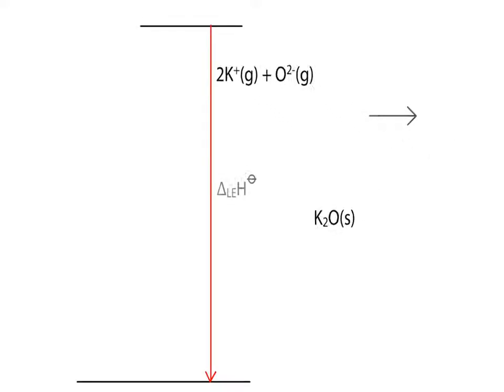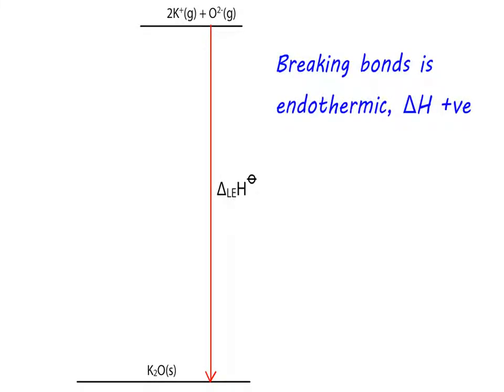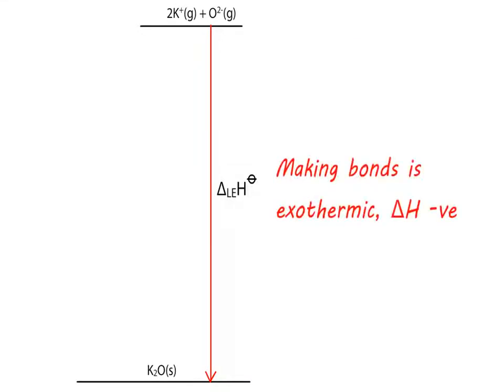Let's look at the Born-Haber cycle for calculating the lattice enthalpy of potassium oxide. What we are interested in is the enthalpy change when we form 1 mole of ionic lattice from its gaseous ions. This is a highly exothermic change, since very strong ionic bonds are being formed with the associated release of energy. If we remember, breaking bonds requires an input of energy and so is endothermic, whereas forming bonds releases energy and so is exothermic.